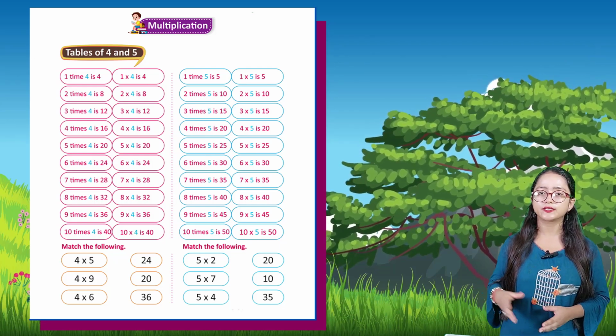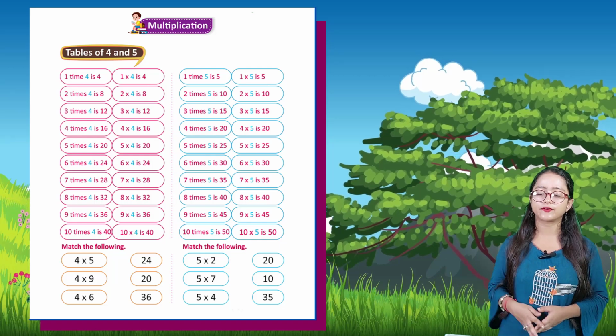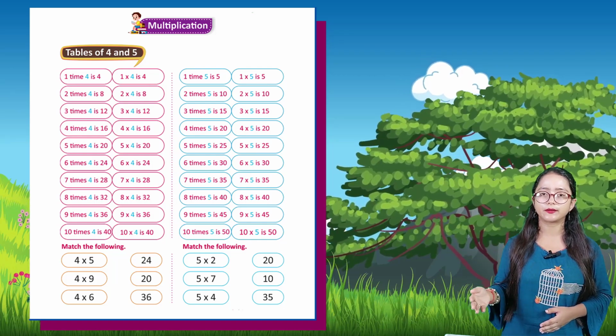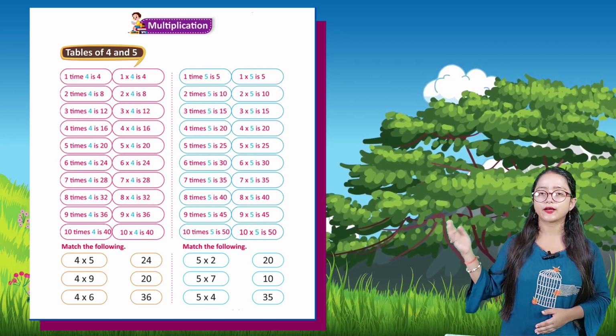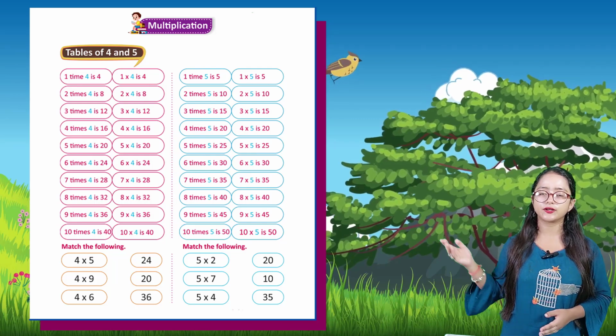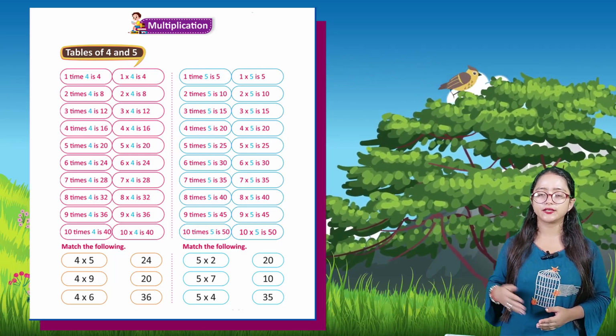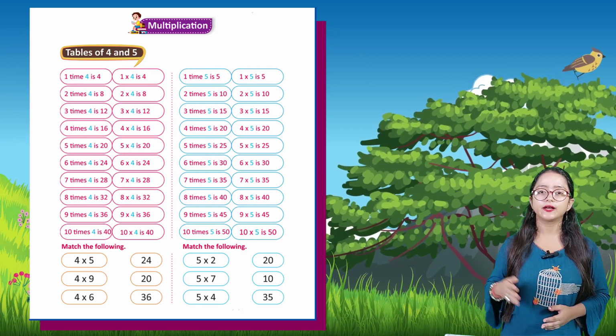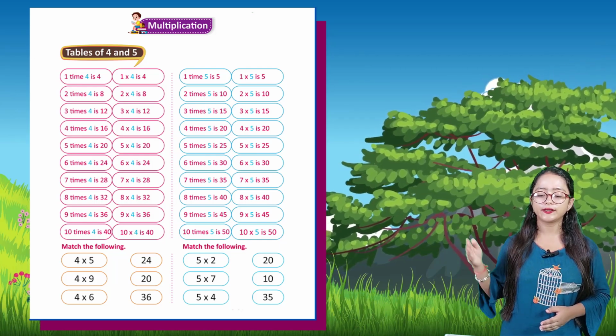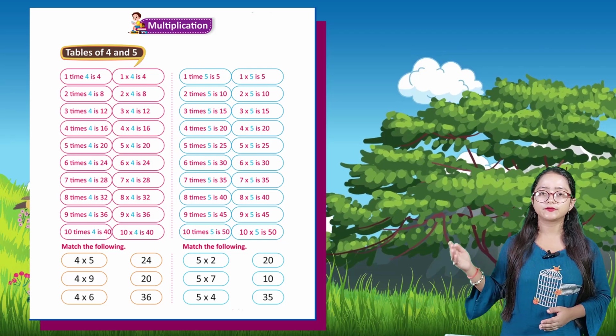Now the another one is the table of 5. 1 times 5 is 5. 2 times 5 is 10. 3 times 5 is 15. 4 times 5 is 20. 5 times 5 is 25. 6 times 5 is 30. 7 times 5 is 35. 8 times 5 is 40. 9 times 5 is 45. 10 times 5 is 50.